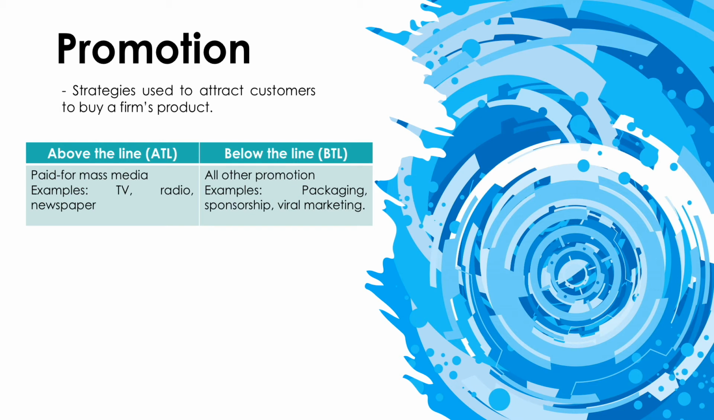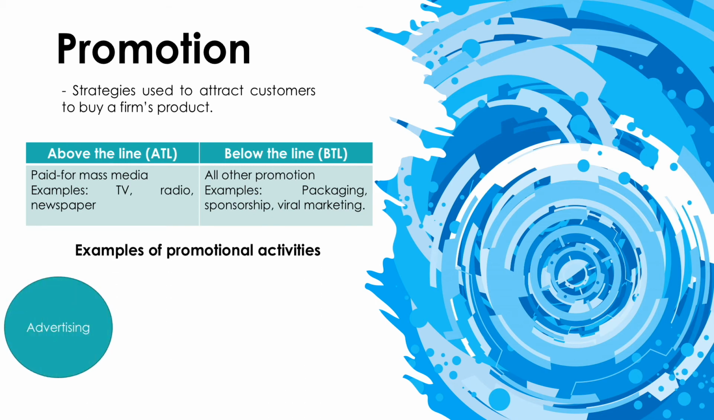There are several examples of promotional activities. The first example we could discuss is advertising. Above-the-line advertising tends to be the most expensive form of promotion. Adverts are commonly carried out via TV, radio, newspapers, magazines, and posters all over the internet, which makes it a very expensive method of promotion.